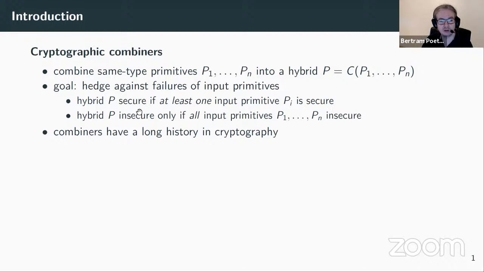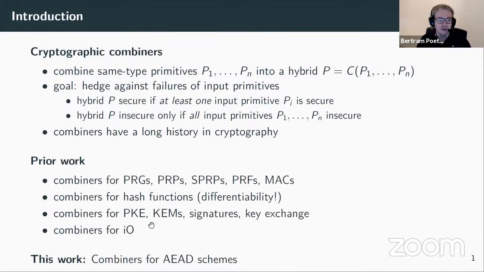In particular, what I want is that this combined primitive P is secure if at least one of the ingredients is secure, or put differently, equivalently, I want that P is insecure only in the unlikely case that all of my ingredient schemes fail. Combiners have a long history in cryptography. Building combiners for the standard symmetric primitives is straightforward, but I'm going to show you later how this works. For hash functions, it's much more involved if we care about random oracle behavior.